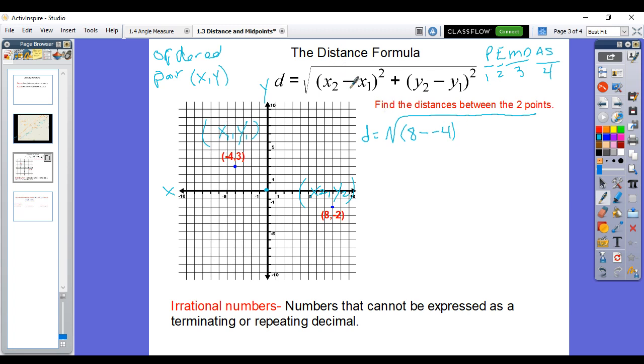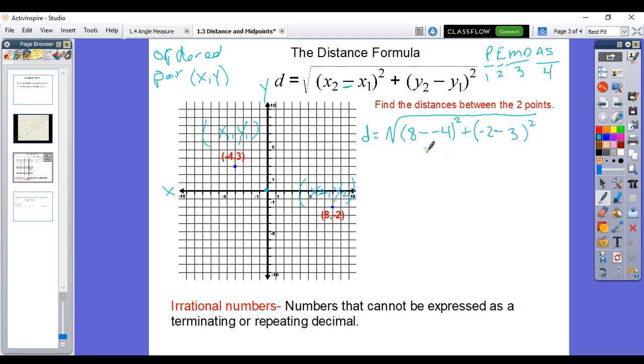Understand, that minus sign is part of the problem, not part of the number. So this has its own negative sign, so minus a negative 4 quantity squared plus y2, which we said is negative 2, put a comma, minus the value of y1. y1's 3 quantity squared.